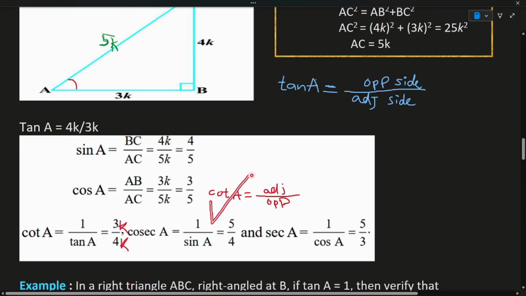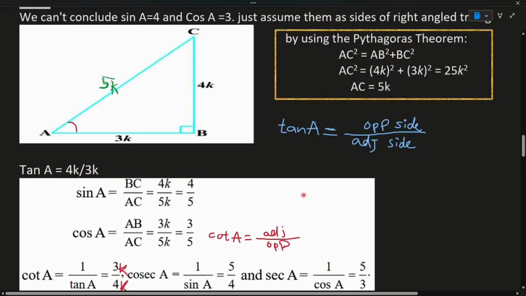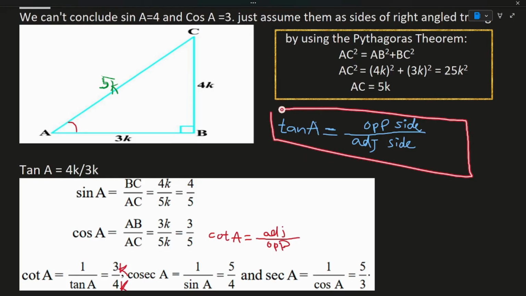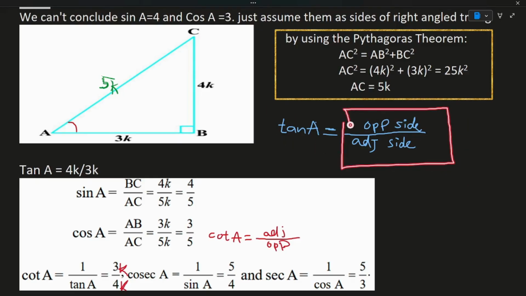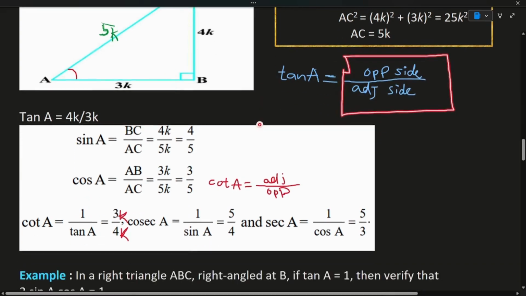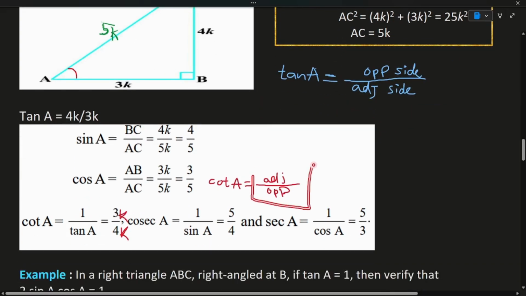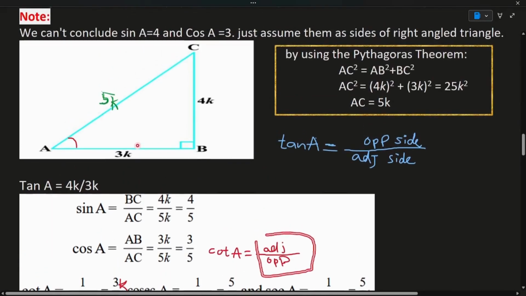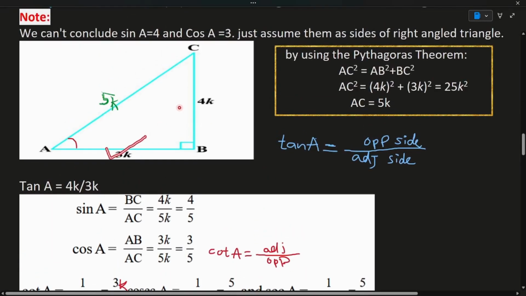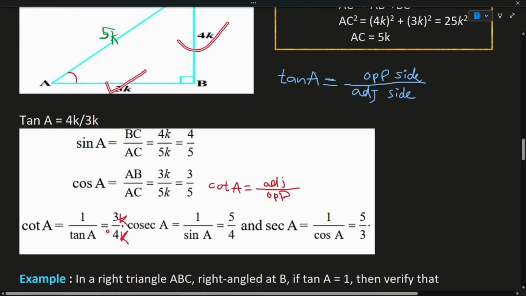For example, cot A. What is cot A? Cot A is the reciprocal of tan A. We know that tan A equals opposite side by adjacent side, so cot A equals the reciprocal of tan A. So tan A and cot A are reciprocals of each other, so I am reversing this term. What is the adjacent side here? The adjacent side is 3k and the opposite side is 4k. So it will become adjacent by opposite, 3k by 4k. This is the adjacent, this is the opposite. So in this manner, we got cot A also.